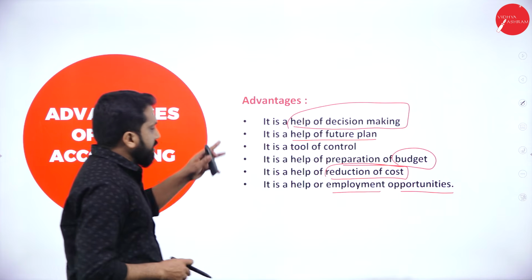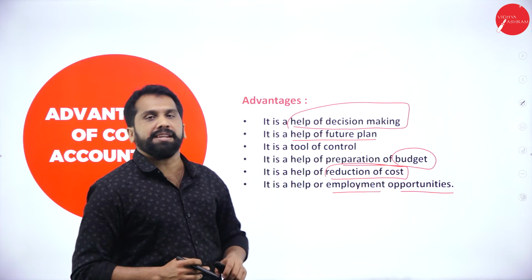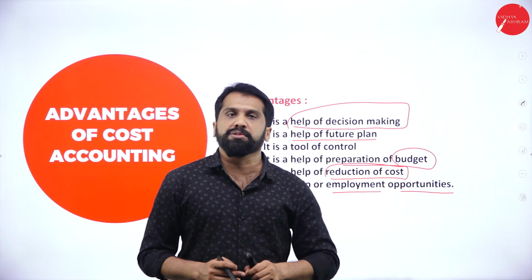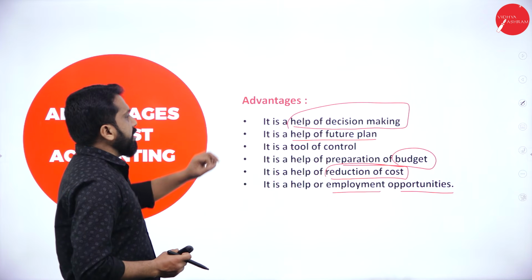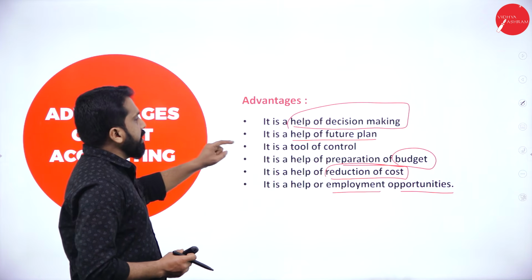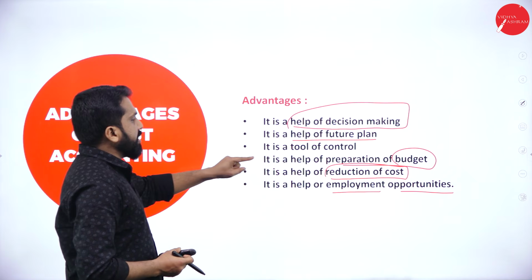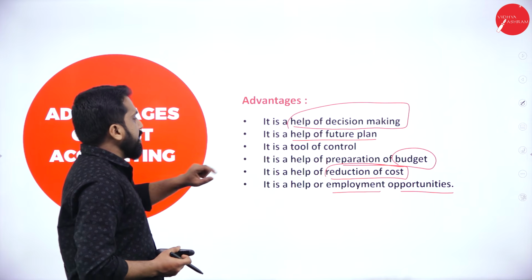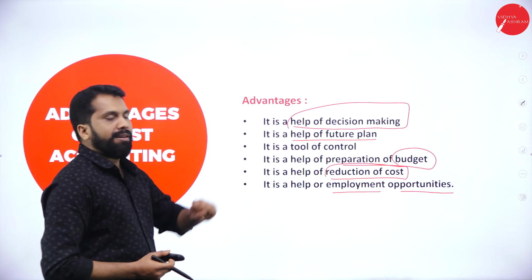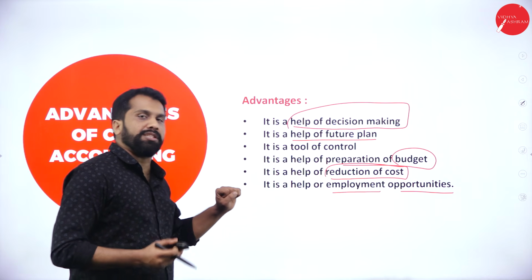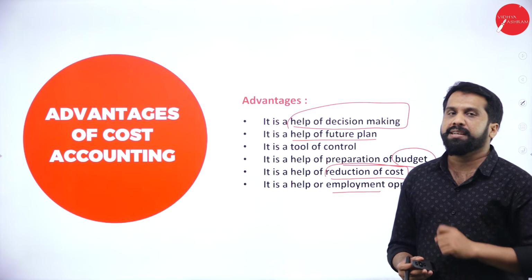Now, these are the advantages. You are not supposed to write only the advantages. Along with advantages, you should write the explanation also. You should write the meaning also. Now, what are the advantages? It helps in decision making. It helps in future planning. It is a tool of control. It helps in preparation of budget. It helps in reduction of cost. And it is a help for employment opportunity. These are the major advantages. Easy to explain. In your notes, you will get points with explanations.